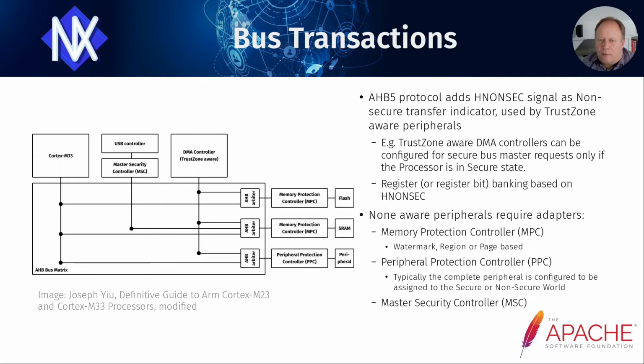A peripheral protection controller is typically configured via a single bit, whether the peripheral belongs to the secure or the non-secure processing environment. If accessed with a non-matching HNONSEC signal, the transaction is once again processed as write ignored, read zero. For non-TrustZone-aware bus master components, a master security controller defines whether AHB bus accesses from the bus master should assert the HNONSEC signal or not.